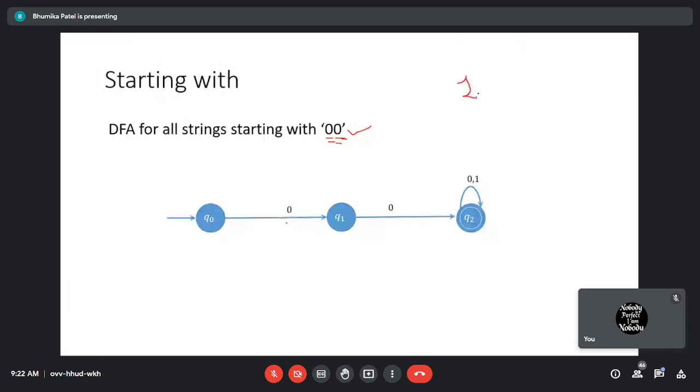So if my string has started from 1, it must be rejected. So we are going to take the state QD. Okay, and we are going to show the transition for 1 from the Q0 to the QD.